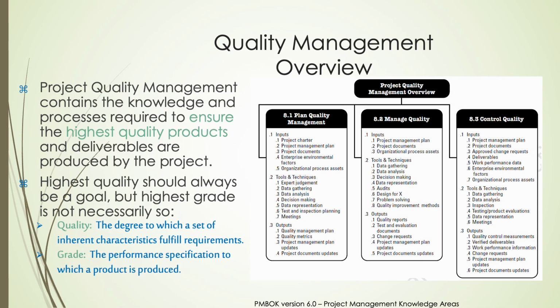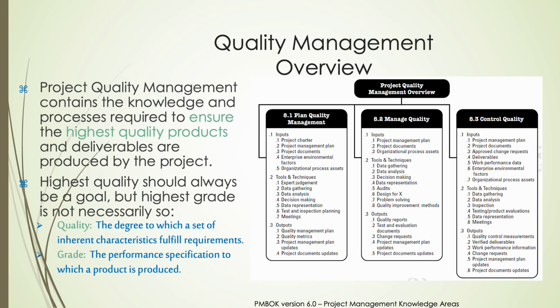Project quality management ensures that a project's deliverables meet the agreed upon requirements and stakeholder expectations. It is structured around 3 core processes: plan quality management, manage quality, and control quality. Planning defines quality standards, managing drives continuous improvement during execution, and controlling focuses on monitoring, recording, and verifying results.